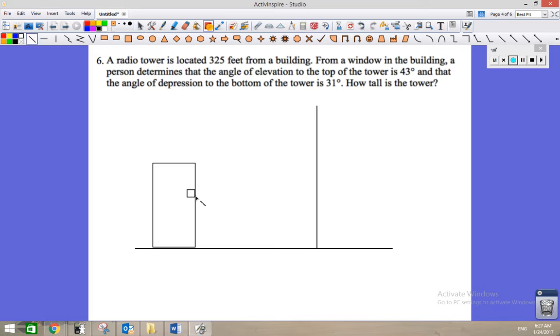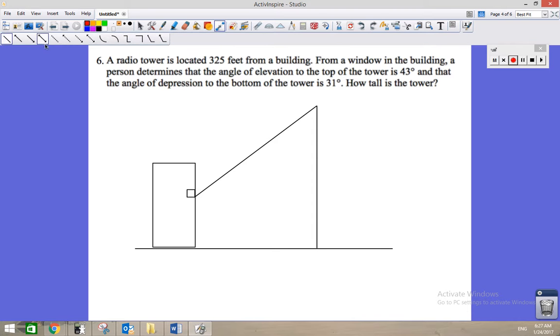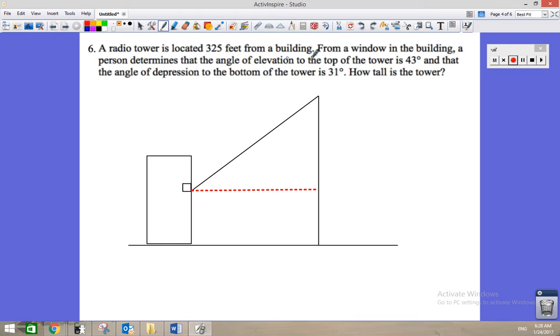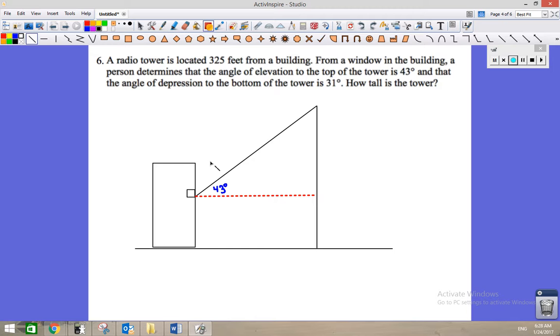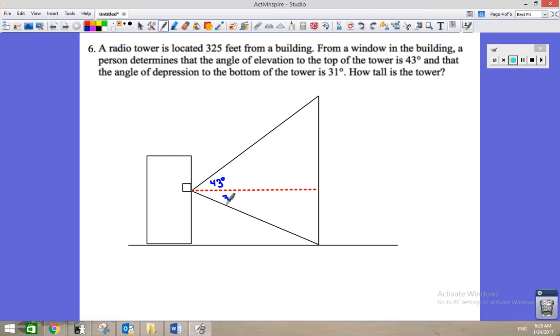And the angle of elevation to the top of the tower: the observer would have to tilt their head back up 43 degrees to see the top of the tower. To see the bottom of the tower, you have to tilt your head down. You're looking down from the window. And that's 31 degrees.